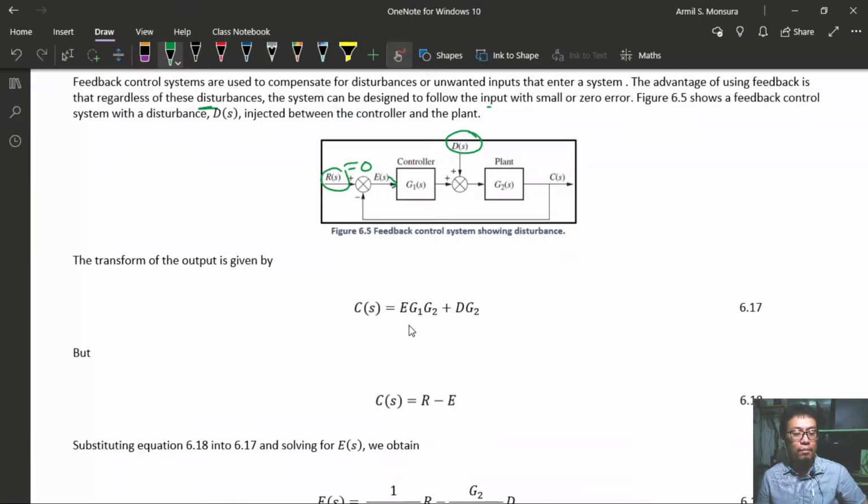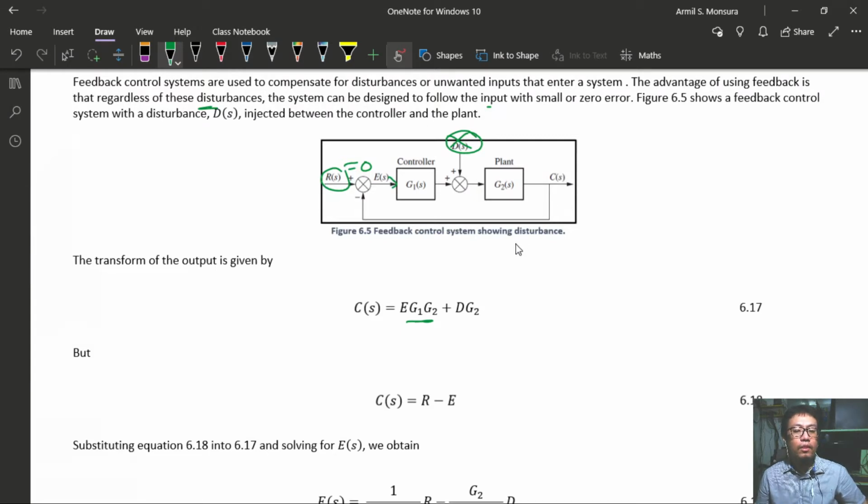So basically, this is the output due to R(s). Pag sinet natin yung D(s) to 0, simply we can find the output C(s) as E times G1 times G2. Okay, so yun yung magiging C(s) natin for R(s). Now for the disturbance, we will set R(s) to 0 and then we will have simply D times G2 as our C(s).